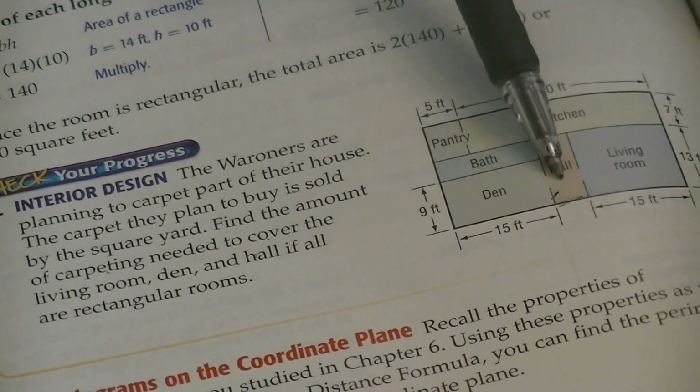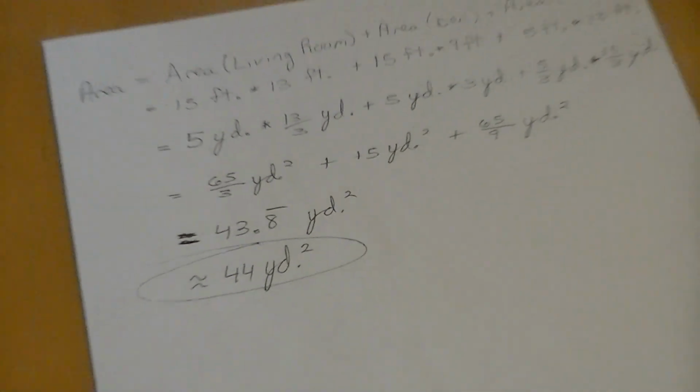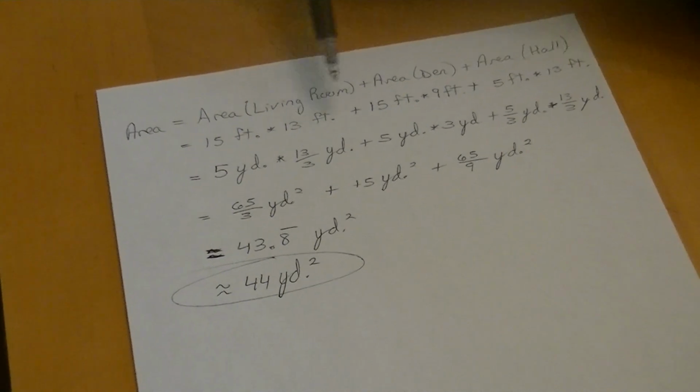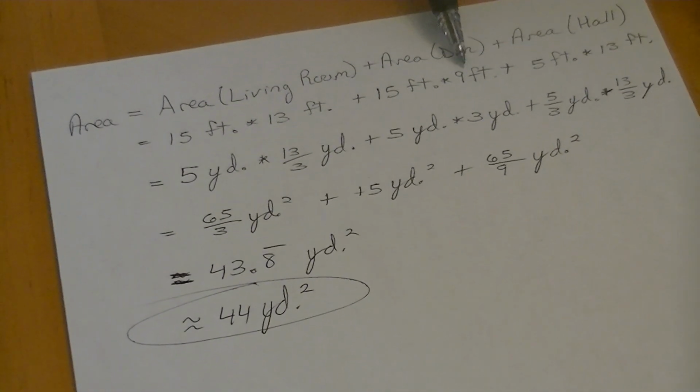So we want the area of the bottom 3 rooms. The living room, the den, and the hall. Living room was 15 feet by 13 feet. Area of the den, that would be base of 15 feet and a height of 9 feet. And the hall, base 5 feet, height 13 feet.